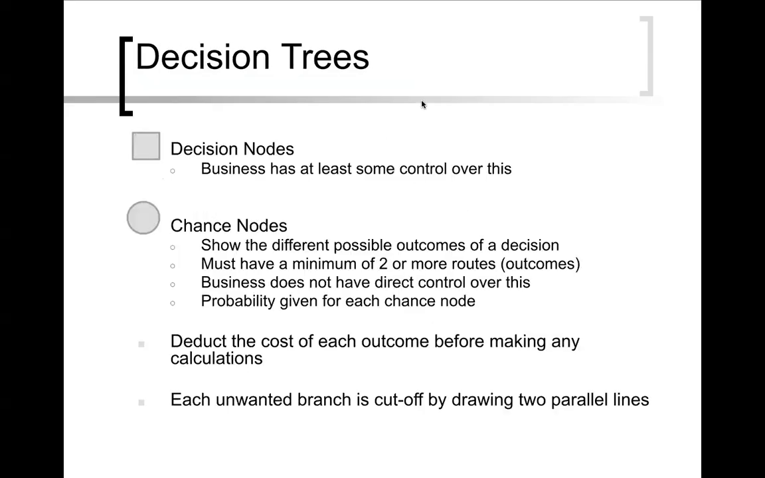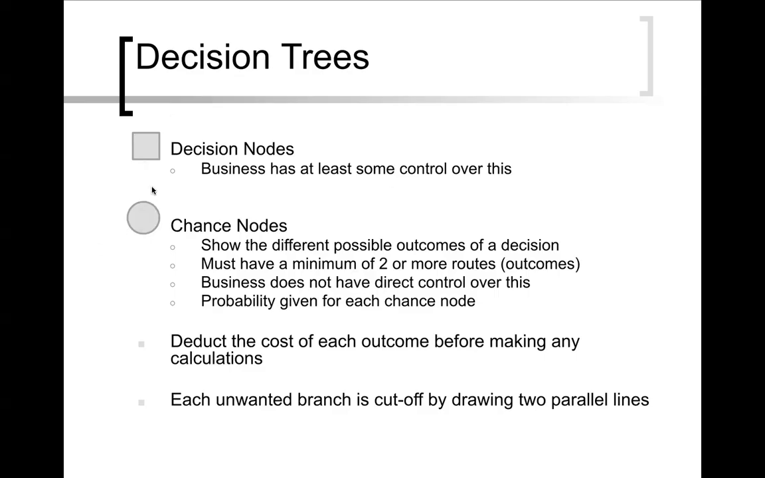All right, so decision trees, some key things you need to know is that in a decision tree, when you see a square, you're going to see a decision node. A decision node means that the business is making a decision over more than one option, two or more. The business has some control over that because they are making that decision.